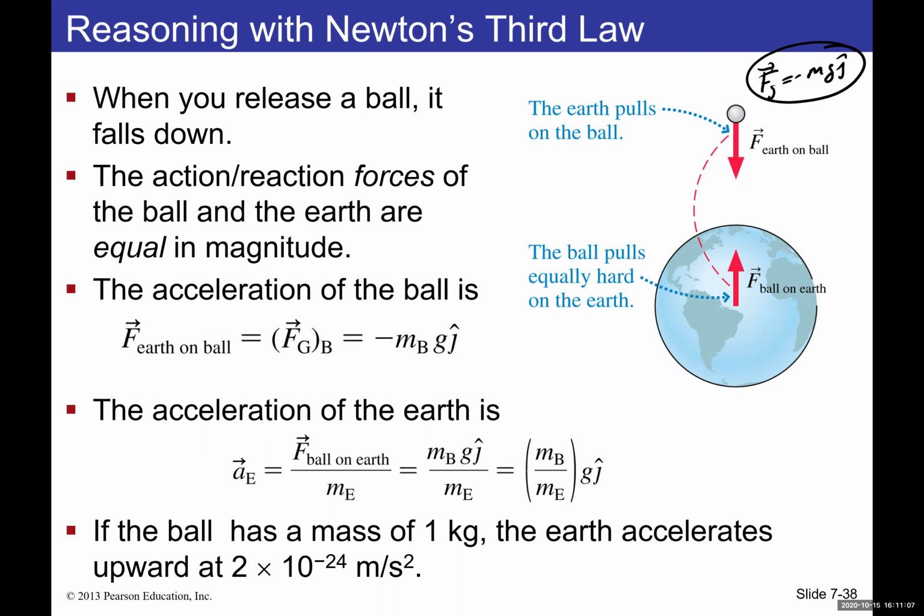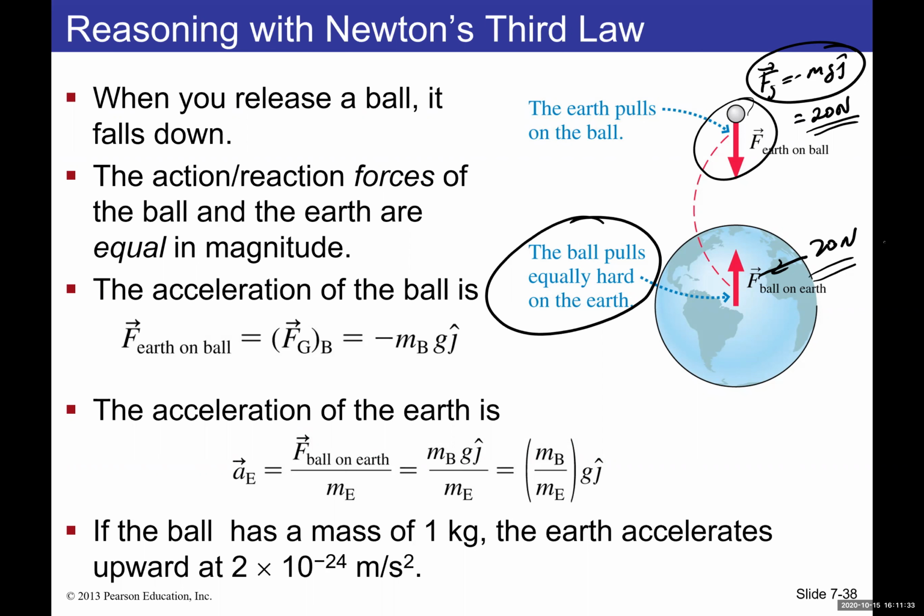At the same time, there's a reaction force where the object, let's say the ball, pulls equally hard on Earth. So let's say this is 20 newtons, then this is also 20 newtons. But imagine 20 newtons acting on a small ball and 20 newtons acting on the entire Earth. The ball is going to be greatly affected by this 20 newtons, whereas Earth is not even going to budge. So a very, very small effect, if any effect at all. But the force is the same.